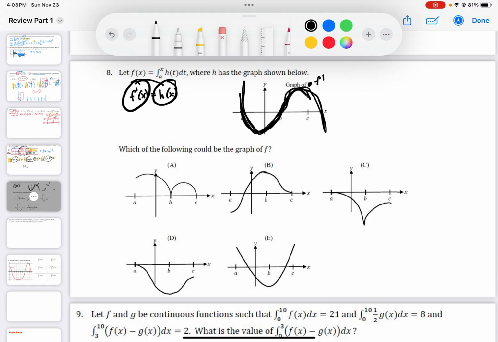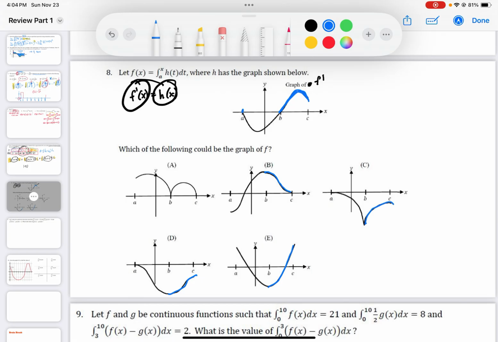If this is the derivative, if the derivative is positive, that means the graph is increasing. So I know my graph of f should be increasing from B to C. So B to C, the graph should be increasing.